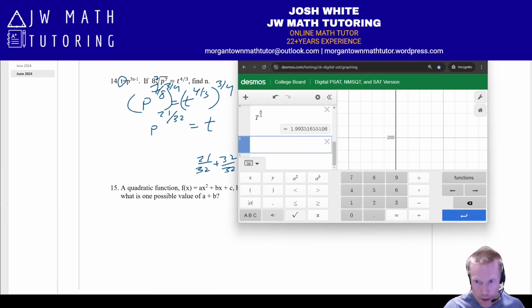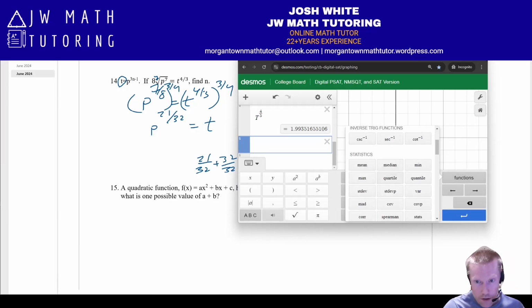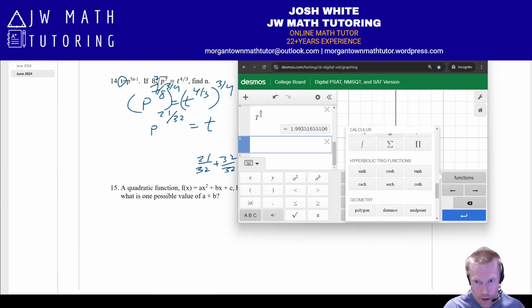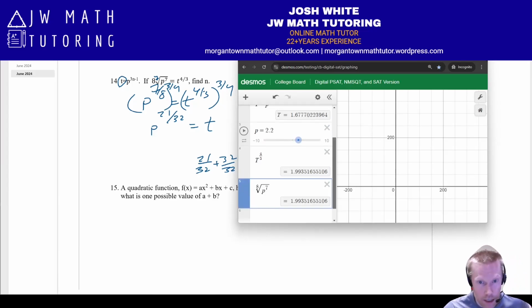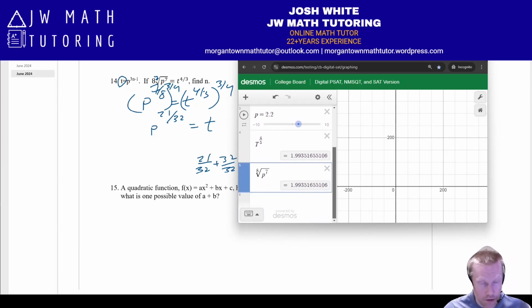So let's go down here. Well, you could also do it with p. You could just type p to the 7/8, by the way. I'm just putting this in so it matches. Okay, so now it checks and it confirms that it does.